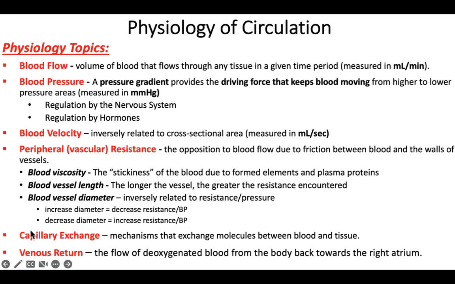We'll talk about capillary exchange. These are mechanisms that exchange molecules between your blood and your tissue. So how do things exit the blood? How do things enter your blood at capillaries? And then another thing we'll talk about is called venous return. This is the flow of the deoxygenated blood in your systemic veins going back to the right atrium. And that's important because we don't want pooling of blood in our venous circulation. That can happen quite often in elderly individuals or people with poor circulation.